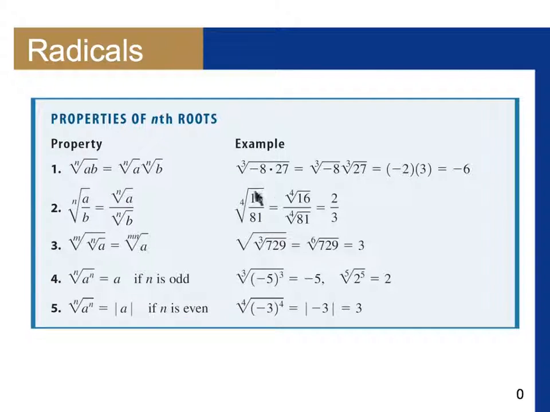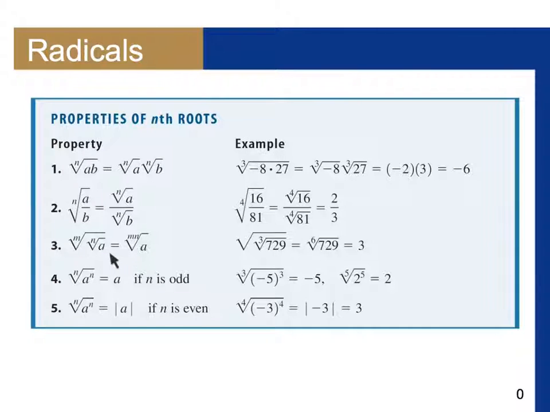So this would be minus 6 as our answer. Same with dividing. If you're taking the nth root of a divided by b, you can break those out separately as separate roots: nth root of a divided by nth root of b. So in this case, 16 over 81, we can take the fourth root of 16 over the fourth root of 81, which is 2 over 3.